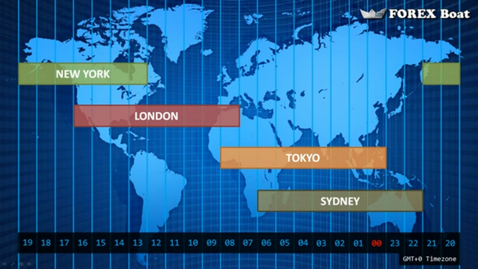And then we've got the four main Forex sessions, starting from bottom to top as they commence through a new day. So the first one is the Sydney session, then it's the Tokyo session, then it's the London session, and then it's the New York session.